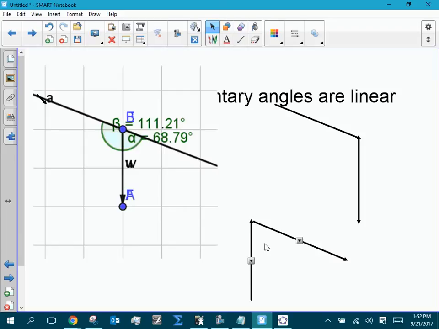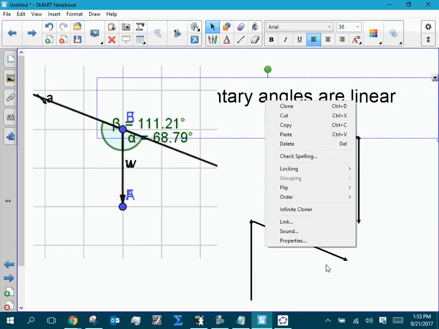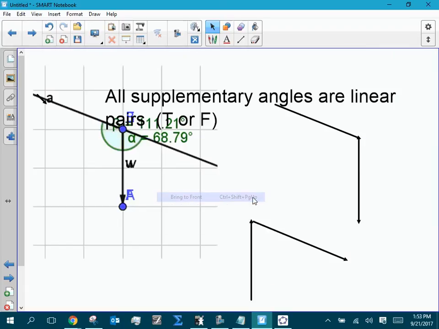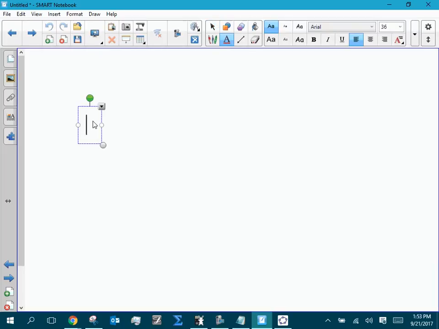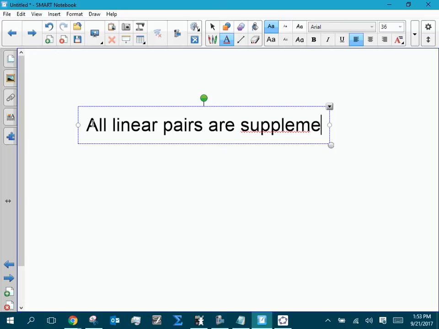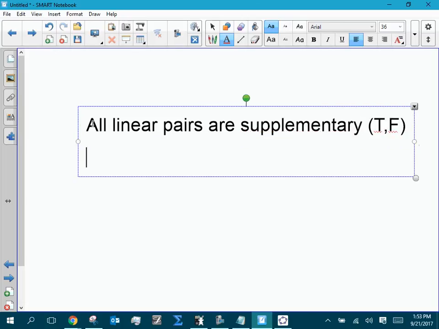So the question is, all supplementary angles are linear pairs. Well, these are supplementary. We just said they're not a linear pair, right? So the answer to that question would be false. But what if I ask this? All linear pairs are supplementary. True or false? That's true. I just reverse the order, right?